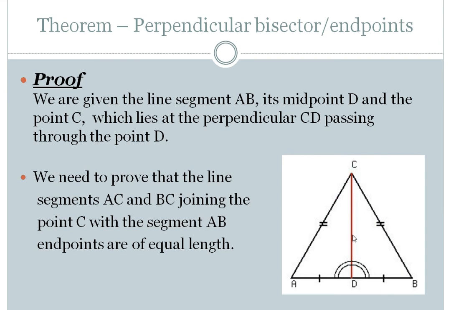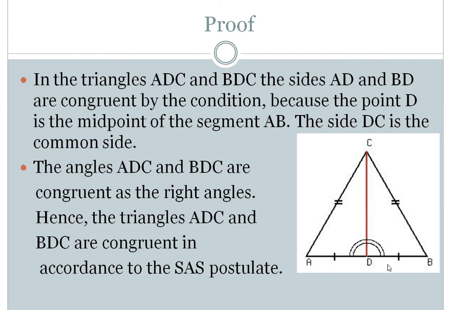In other words, we're trying to prove that if I have a point on the perpendicular bisector, then the segment AC is congruent to the segment CB. In the triangles ADC and BDC, the sides AD and BD are congruent, because since D is a midpoint, it makes AD congruent to DB. These two triangles also have a common side of DC.